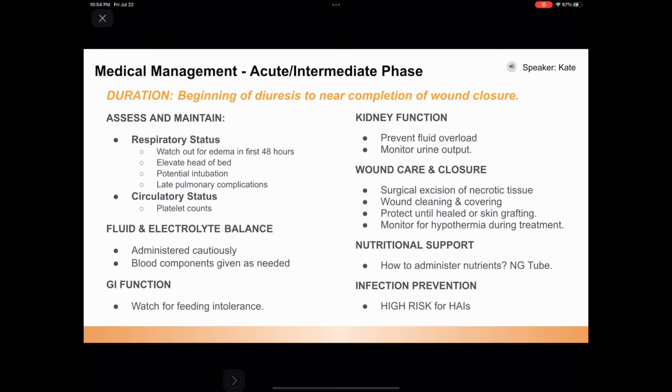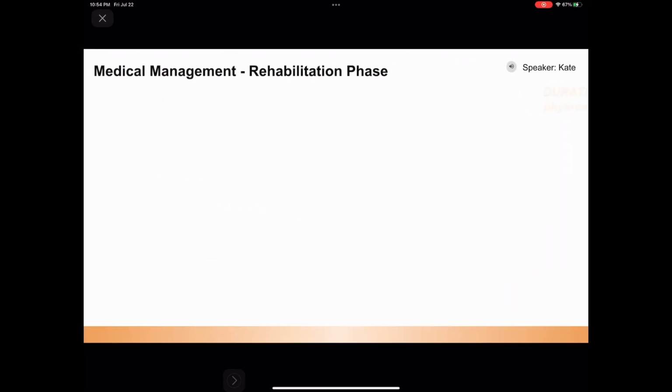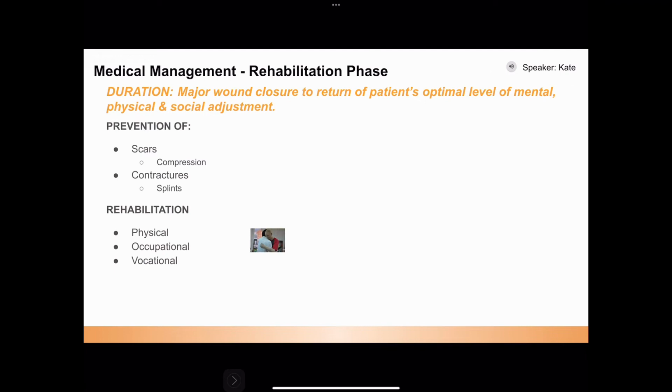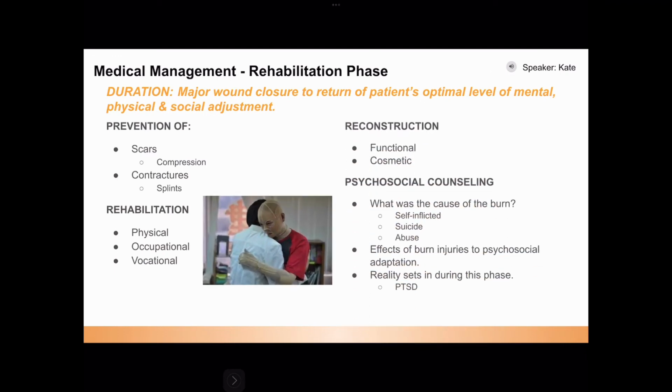The rehabilitation phase occurs from major wound closure to the return of the patient's optimal level of mental, physical, and social adjustment. This is a very tough phase and one that lasts for a long time. The patient has made it through the first 2 difficult and sometimes excruciating phases and is now faced with the reality of living with their injuries and the challenges ahead.